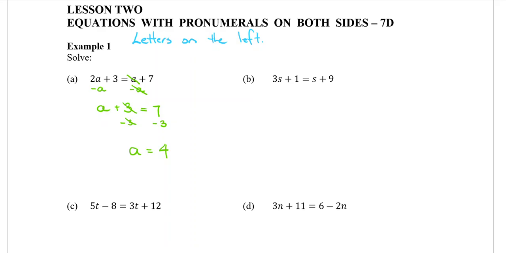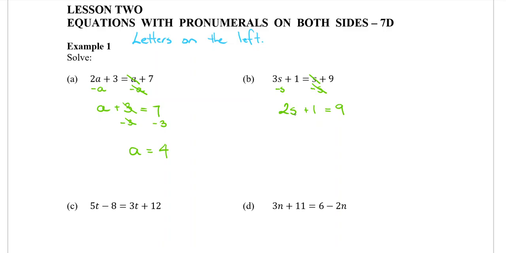Okay, so in B, we want to move this S over to the left-hand side. So to move it, I'm going to subtract the S. Do it underneath both sides, underneath where the S's are. 3S take away S, remember that's taking away 1S. That would be 2S plus 1 equals 9.